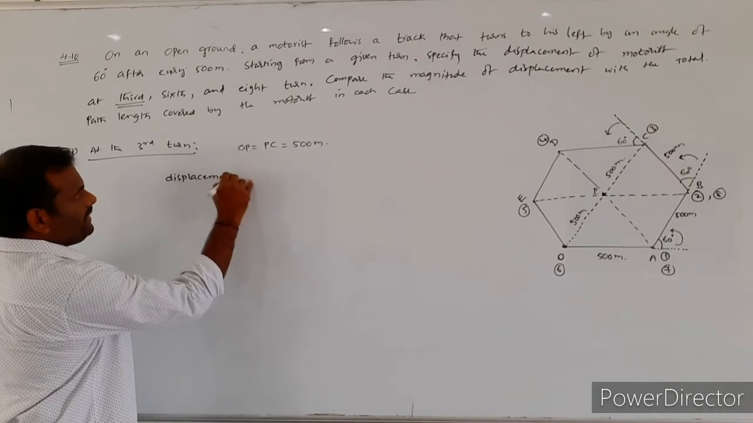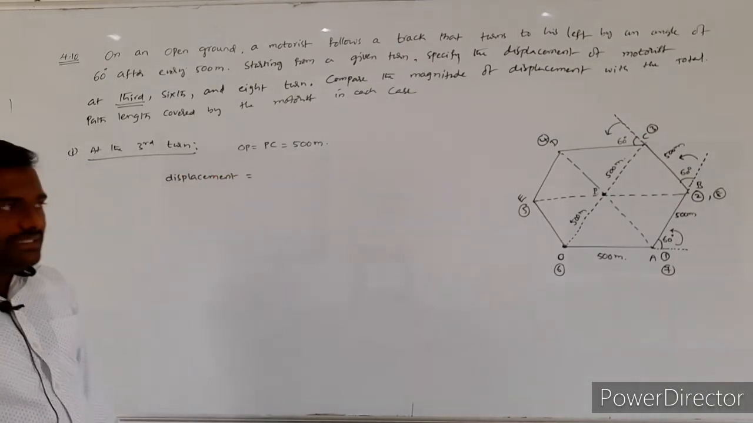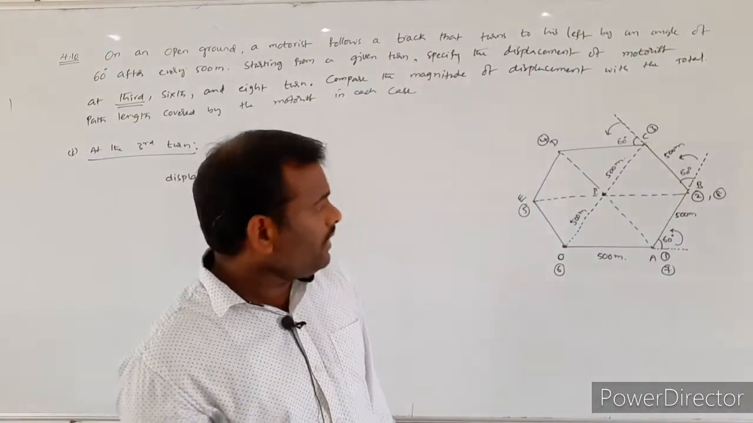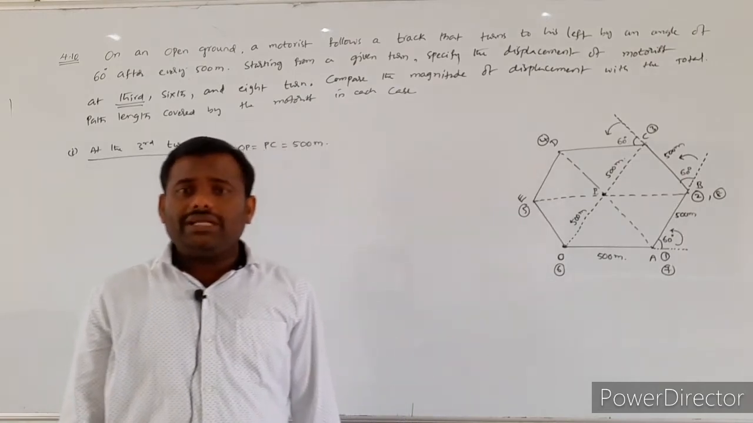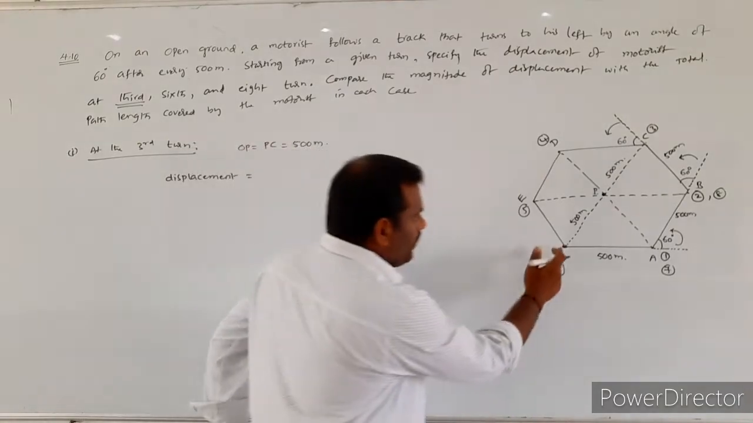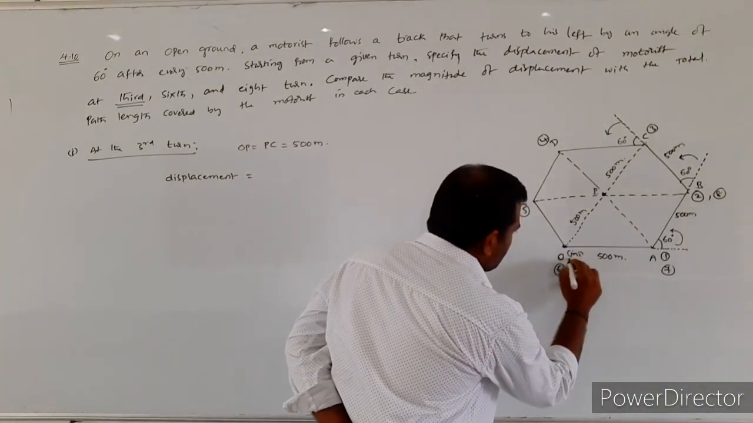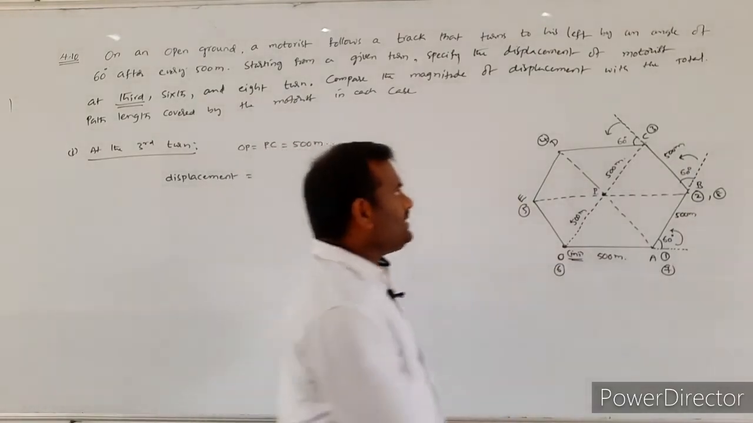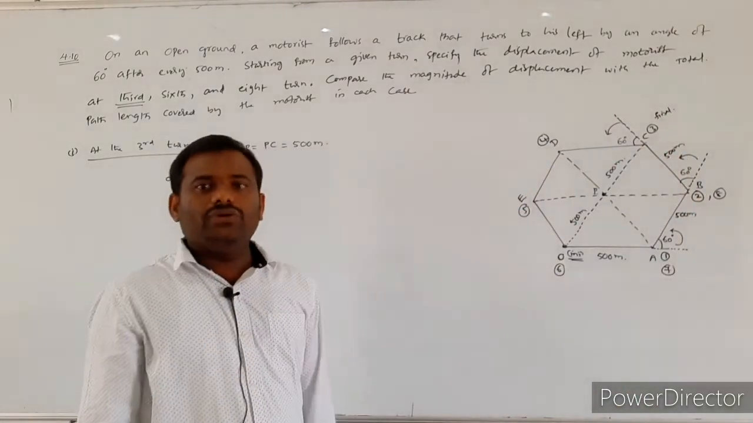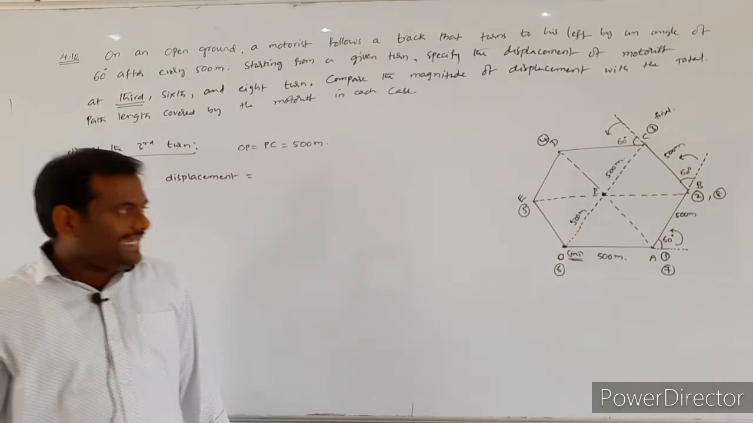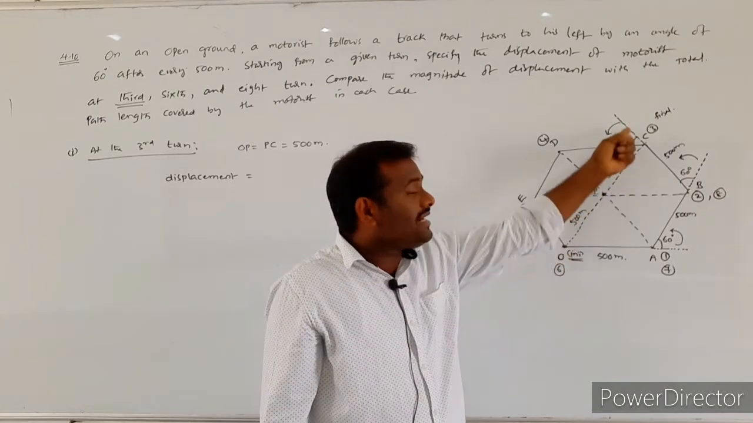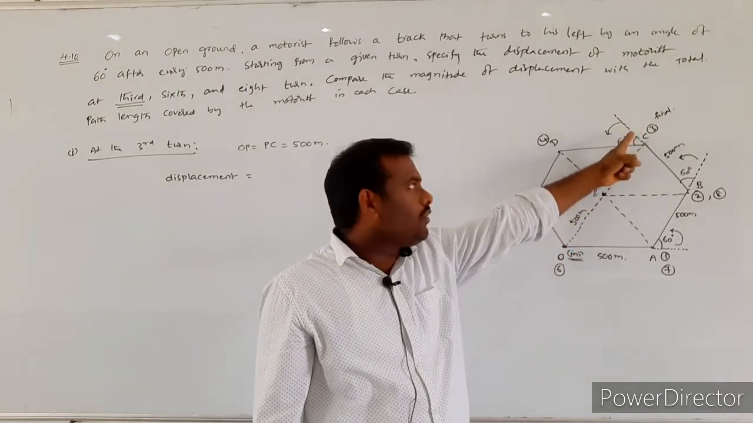So, the displacement covered by the motorist. The definition of displacement we already discussed. What is the definition of displacement? The shortest distance between the initial position and the final position. For the third turn, O is indicating the initial point and C is indicating the final point. So this is the straight line path. This is the shortest distance we have to calculate.